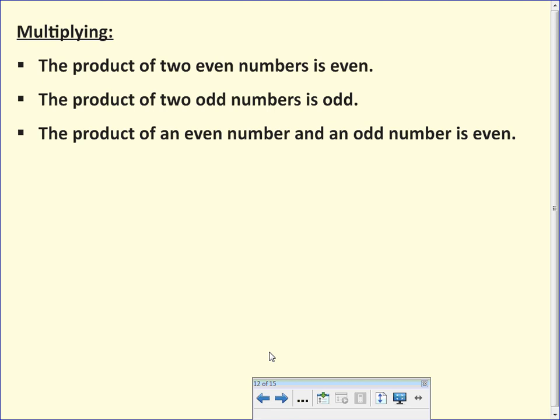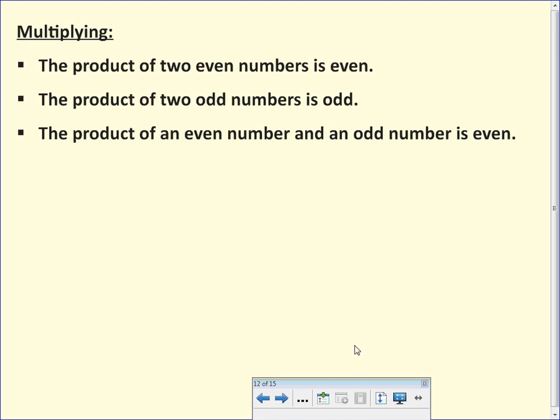So multiplying rules: the product of two even numbers is even. The product of two odd numbers is odd. The product of an even number and an odd number is even. And then you could highlight this. So you have the rules on page 66 highlighted. Now you have the rules on page 67 highlighted.